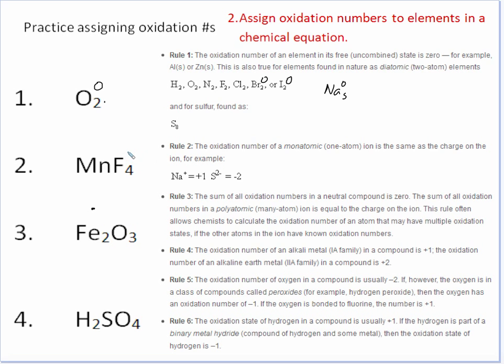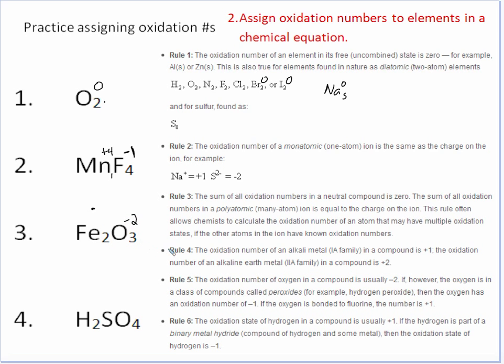So for one thing, you know that fluoride is always -1. Now you can use that to your advantage because this manganese has to be some charge to offset 4 negative 1s. We only have one manganese, so it must be +4. This manganese is +4 because it's a transition metal, and they can have more than one possible charge.